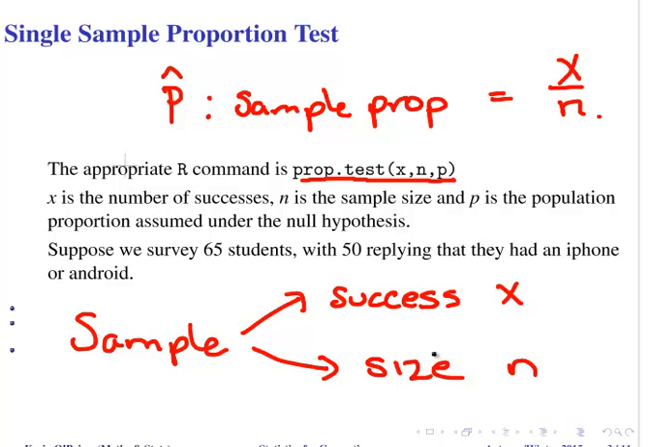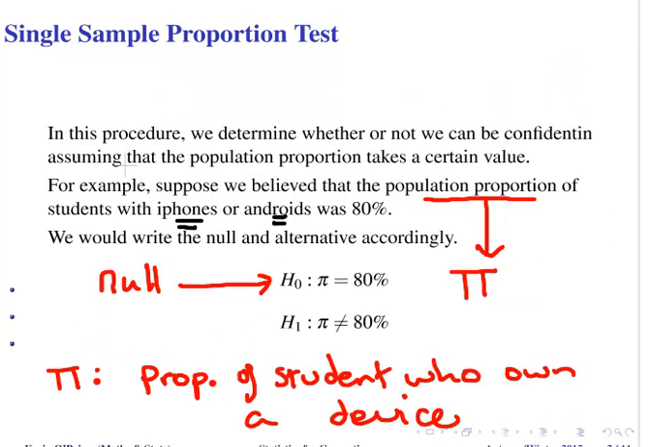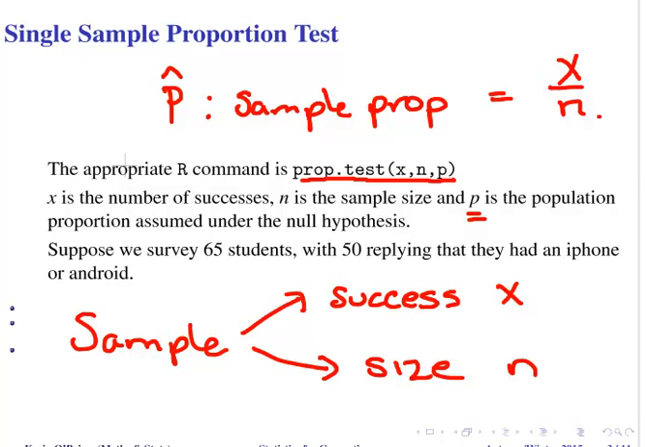P is the population proportion assumed under the null hypothesis. You can't type pi when you're using R, so we just use P here. It's a little bit confusing: it was pi on the last page, but it becomes P when we type it into R. Suppose we survey 65 students with 50 replying that they have an Android or iPhone device. So our number of successes is 50 out of 65, and we want to test the hypothesis that 80% of them have it.